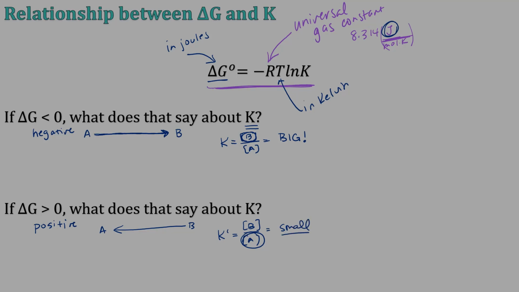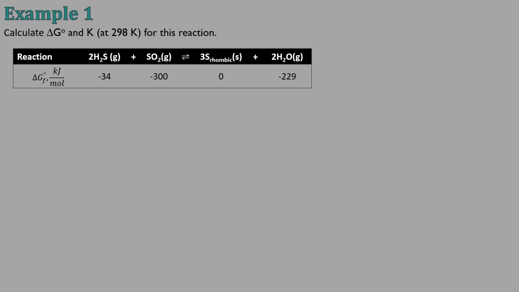So let's take a look at this. All right, first it says we want to calculate delta G naught and K at 298 for this reaction. So here are my free energies of formation for the reaction above. And so to calculate delta G, I'm just going to take the products minus the reactants times their coefficients. So I have 2 times negative 229 minus negative 300 plus 2 times negative 34. And I end up getting negative 90 kilojoules per mole of reaction. And so that's delta G naught.